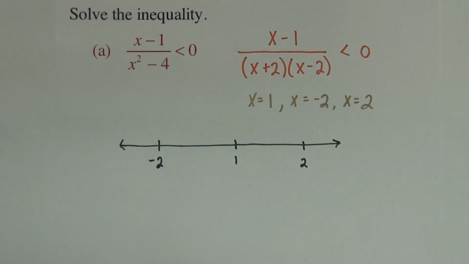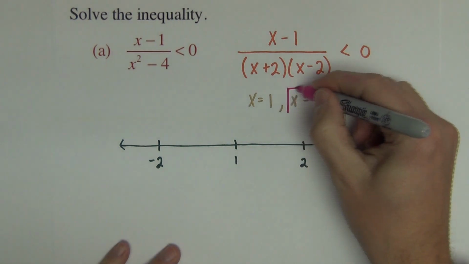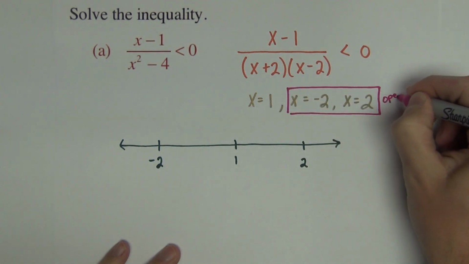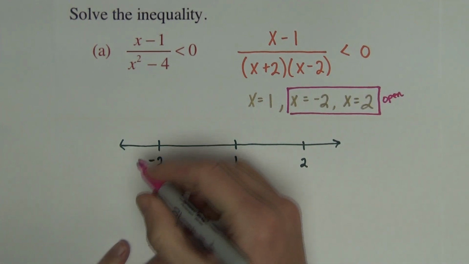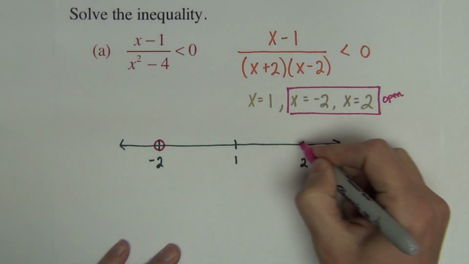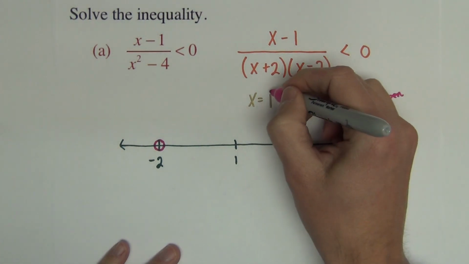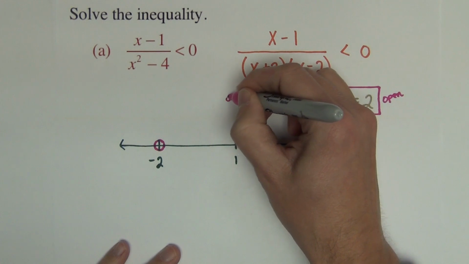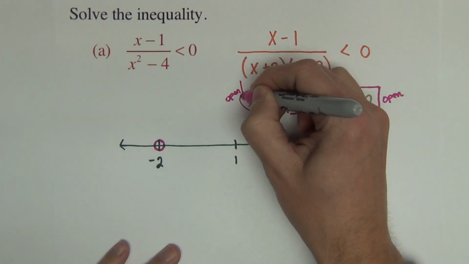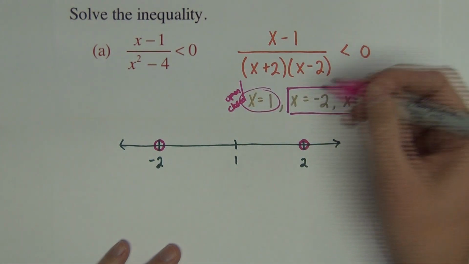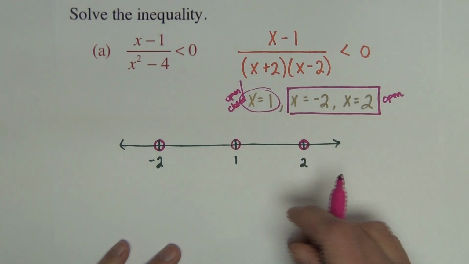then positive 2. Now, all points that come from the denominator of the fraction are always going to be open circles. So at negative 2 and at positive 2 is going to be open. The point from the numerator, this point here, can be open or closed, and that depends on the inequality. The inequality does not have an equal to, so therefore it can be open.